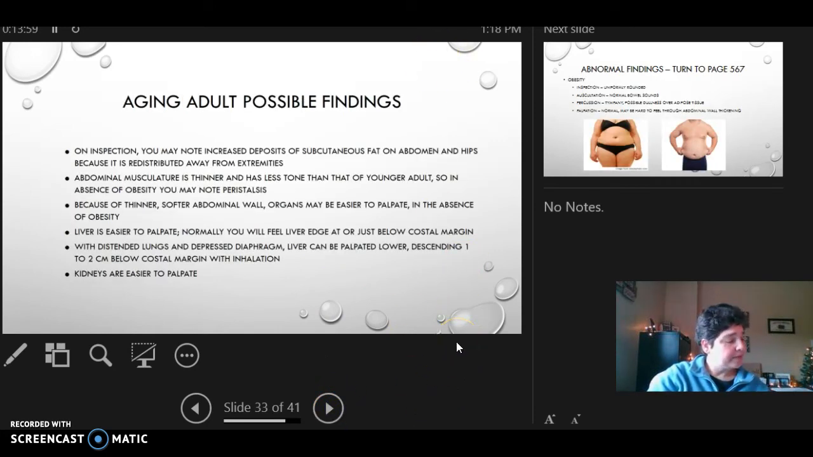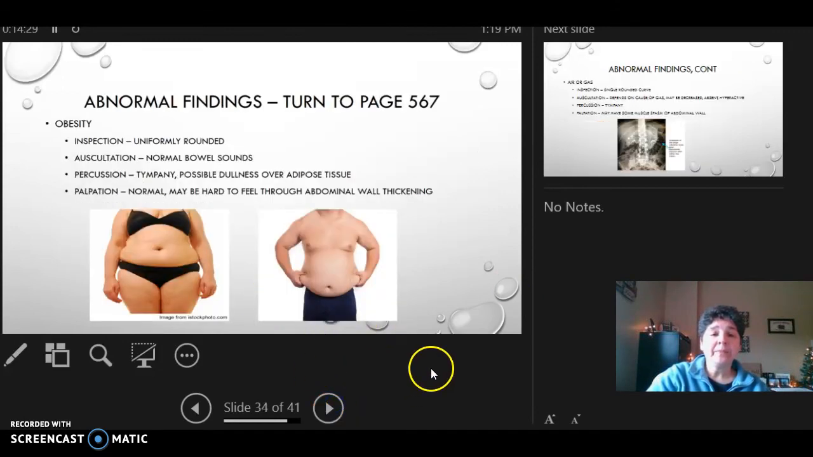Aging adult possible findings, we talked a lot about these already in lecture, but looking for aging adult findings, they may have more subcutaneous fat on the abdomen and the hips. The musculature is thinner. The organs may be easier to palpate just because they have that thinner abdominal wall. Liver's easier to palpate if you're doing that. And of course the kidneys can be easier to palpate as well.